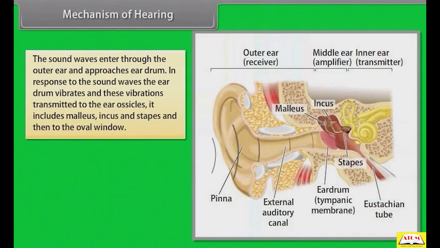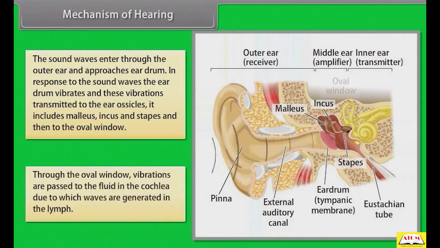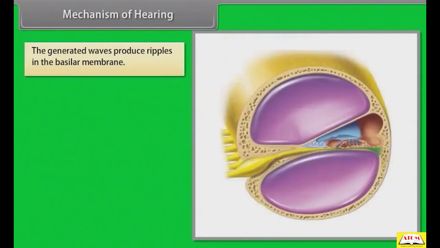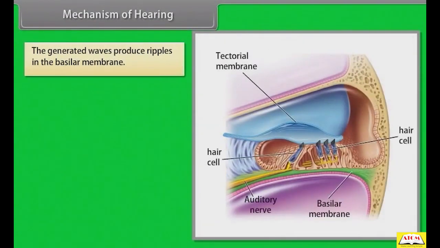Mechanism of hearing. The sound waves enter through the outer ear and approach the eardrum. In response to the sound waves, the eardrum vibrates, and these vibrations are transmitted to the ear ossicles. They include the malleus, incus, and stapes, and then the oval window. Through the oval window, vibrations are passed to the fluid in the cochlea, due to which waves are generated in the lymph. The generated waves produce ripples in the basilar membrane.